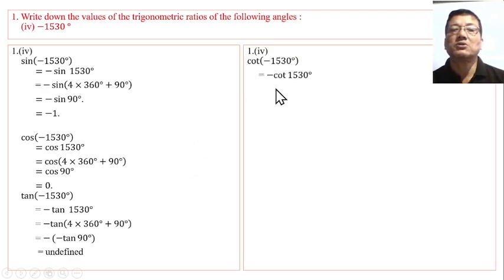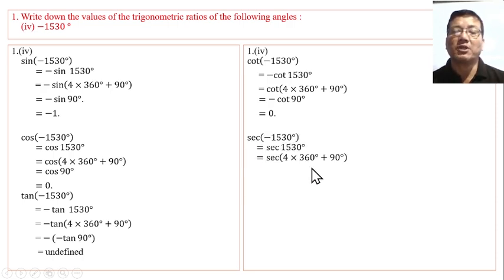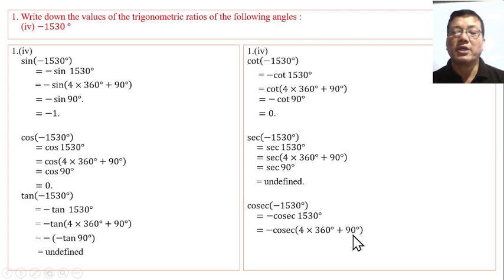Cot of 90 plus theta is minus tan theta. Cot 90 is 0. Sec of 90 plus theta is minus cosec theta, since sec 90 is undefined, so the function changes completely. Cosec of 90 plus theta is plus sec theta, and cosec 90 is 1.